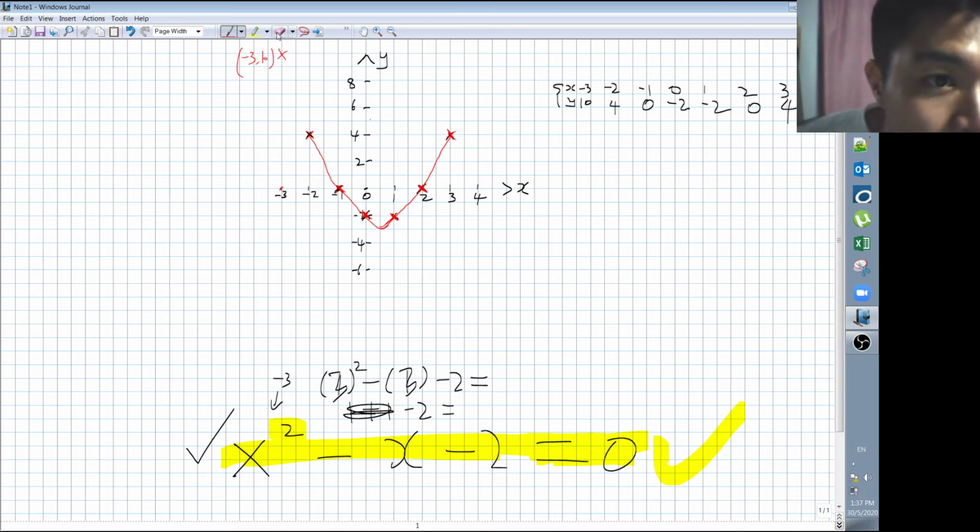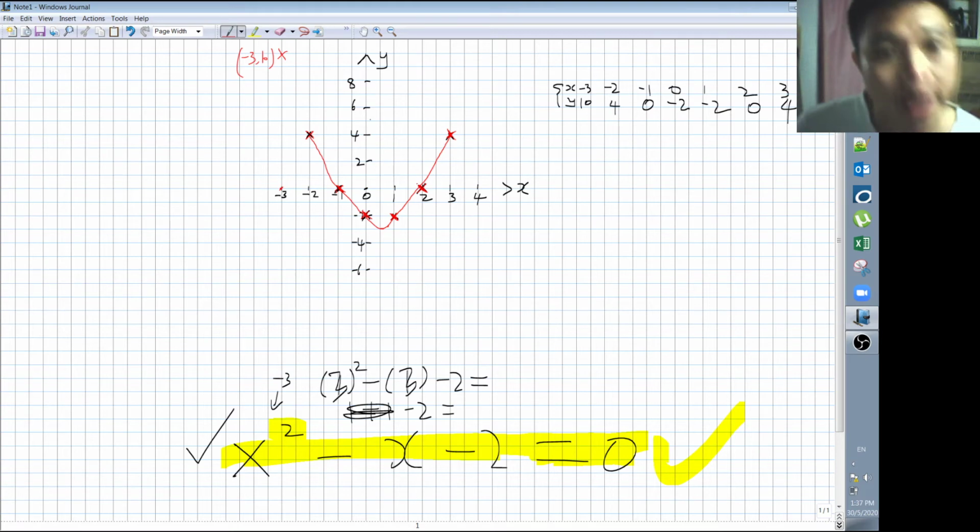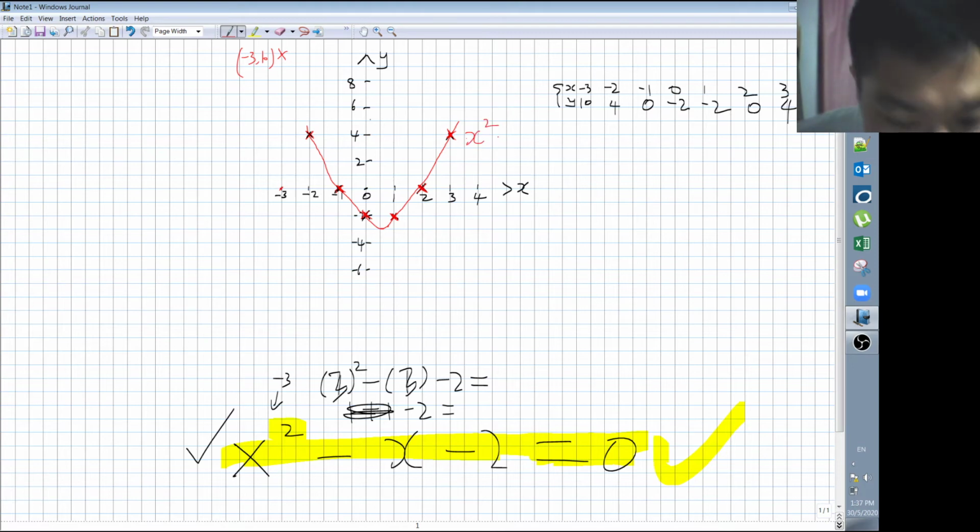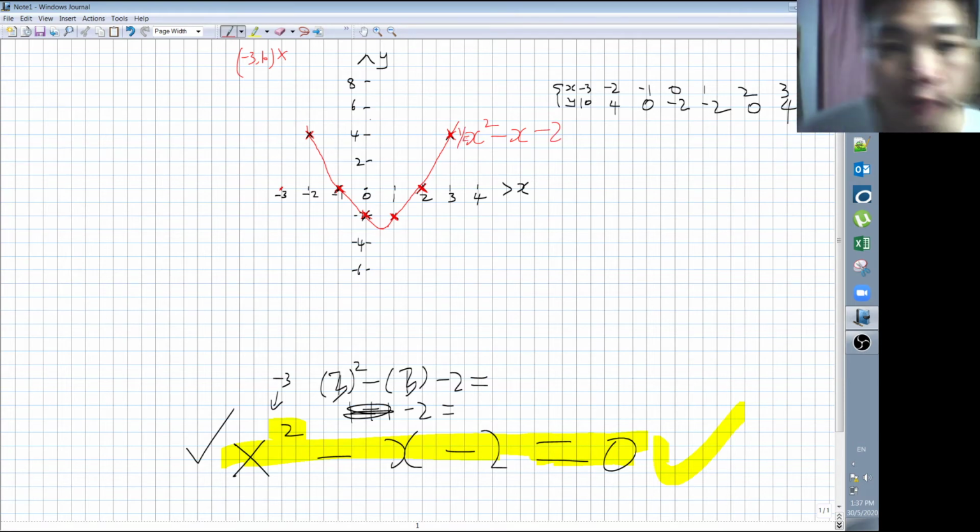Please bear with me. It's really hard, I can understand that it's really hard to sketch a good curve because you are using freehand. So yeah, this is your x squared minus x minus 2. This is your curve, y equals x squared minus x minus 2. So that's how you draw your curve.